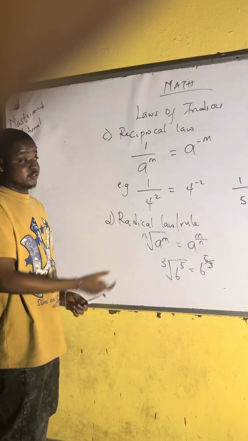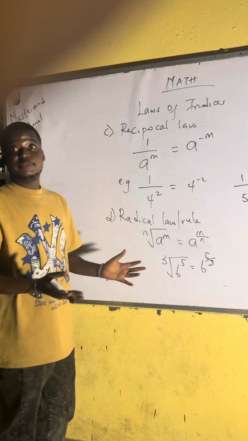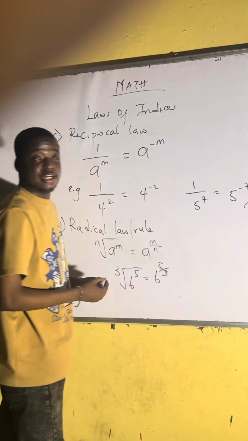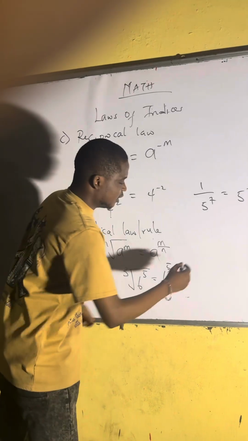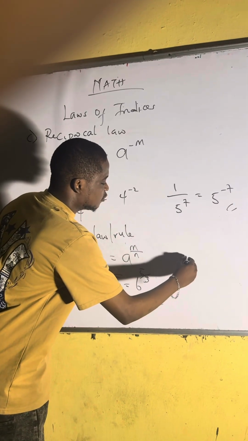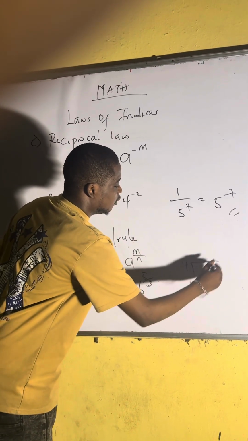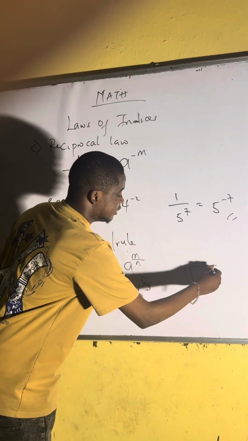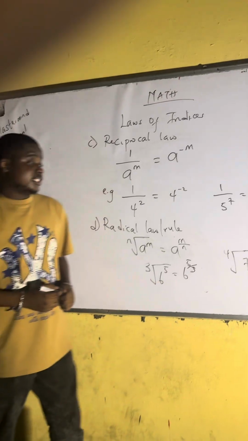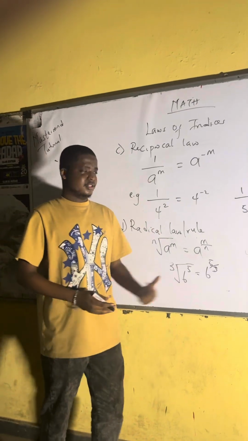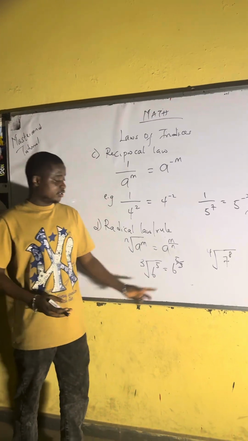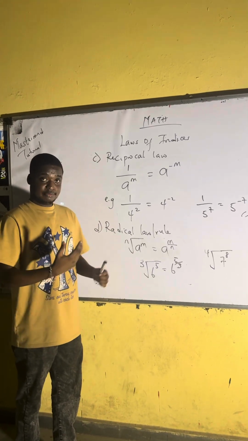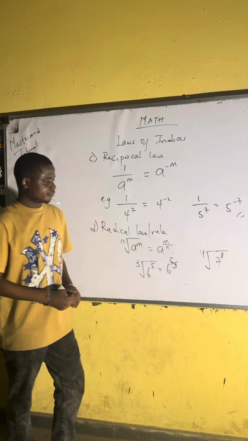Now, same way, let me give you one to try. Like I said, feel free to pause the video and try it. If you have a question like this, simplify the 4th root of 7 raised to the power 8, then feel free to convert it into its index form. Let's call it index form, because when you hear the word index, it means something raised to a power.